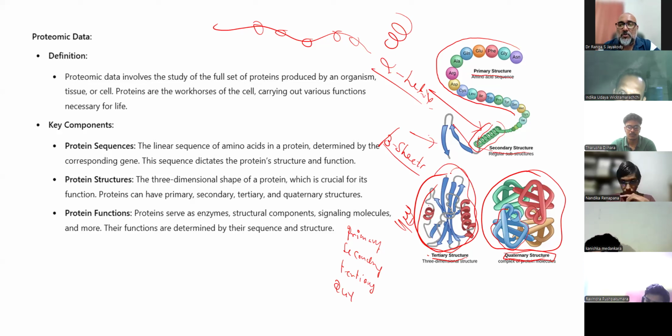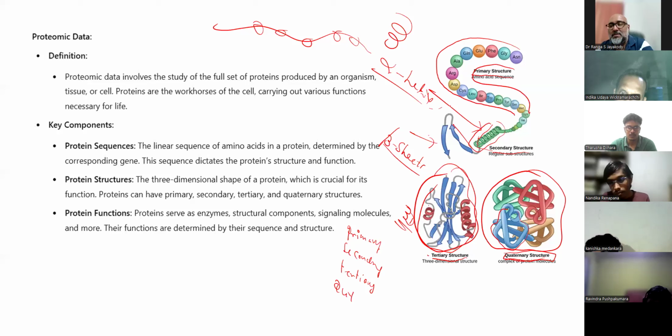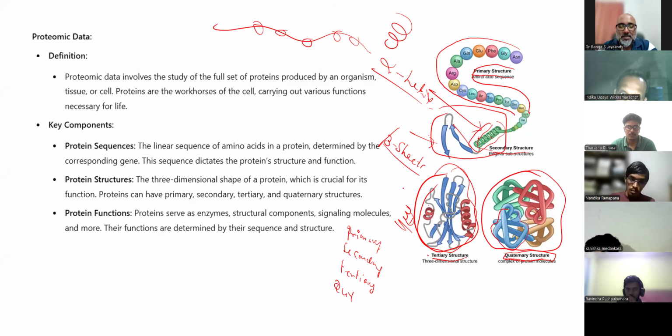So now we know what the primary structure is. The primary structure is the amino acid sequence. The secondary structures are two types, alpha helices and beta sheets. Then we have the three-dimensional structure, the tertiary structure. In certain cases, two or more tertiary structures can cluster together to give you the functional protein. So in this case, it has four. So this is given a special name, tetramer.